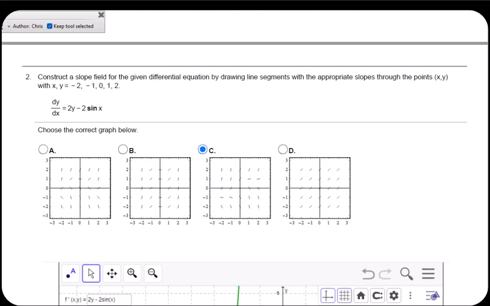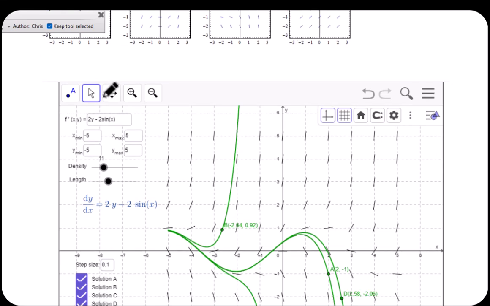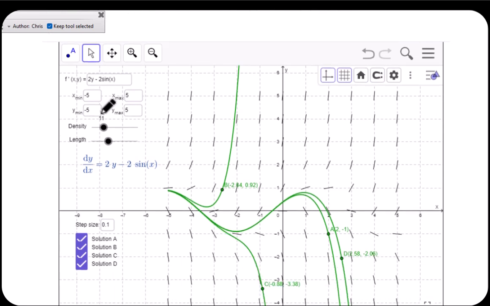All right, in question 2, the slope field is much harder to try to calculate by hand. They suggest you can pick x's and y's with these numbers. So my flow field is 2y minus 2 sine x. And so again, I went to my software tool. I put that in, didn't mess with anything else. Checked that I wanted to see various solutions.